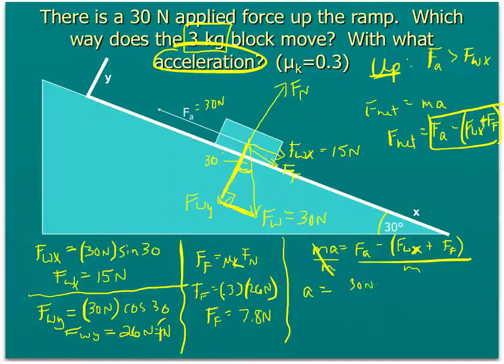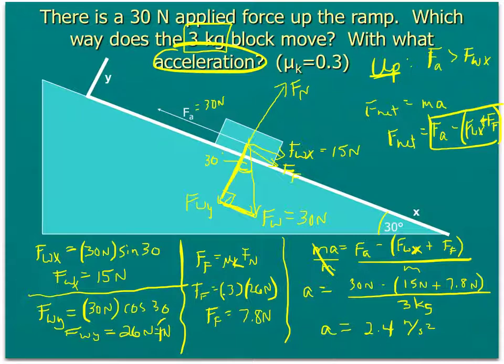So I have 30 newtons minus the quantity Fwx, which we solved to be 15 newtons, plus my force of friction, which we solved to be 7.8 newtons. And I'm going to divide that by the mass of the block, which is 3 kilograms. So when you plug and chug all of this into your calculator, you should end up getting 2.4 in units for acceleration. Remember, that's meters per second squared.